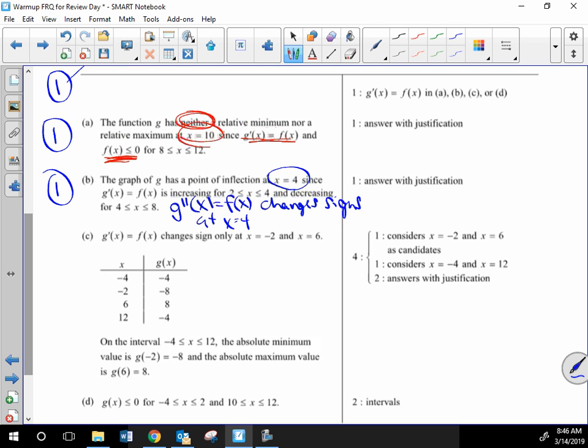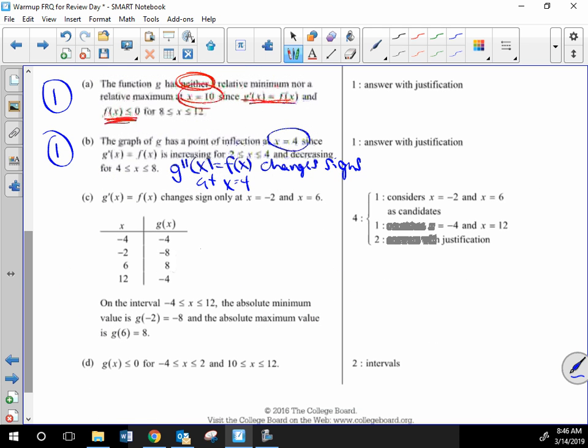All right, now C, honestly, absolute max and min, I feel, are one of the bigger struggles for students. So just remember, we check our critical values and our endpoints. So we're going from -4 to 12. So that's why we have this guy and this guy. And then when we check our critical points, we've got -2 and 6. So our critical points come from the first derivative equal to 0 and the first derivative undefined. Remember, our first derivative is really just our f of x. Really just f of x equal to 0 or f of x undefined.